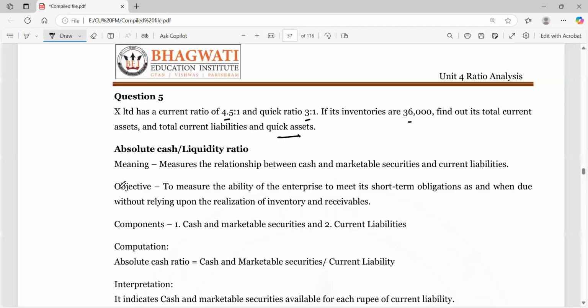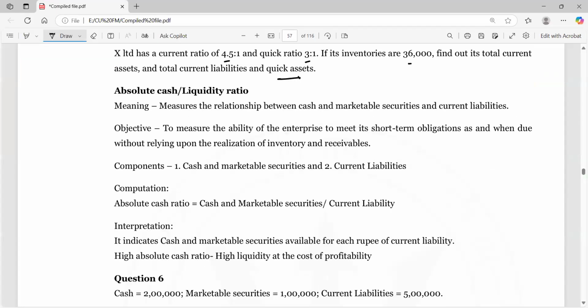So next, absolute cash or liquidity ratio. Listen, while calculating current ratio, we were using current asset for paying current liabilities. In quick ratio, we subtracted inventories. While calculating absolute cash or liquidity ratio, we are just going to take cash and cash equivalents, that is cash and marketable securities, and compare it with the current liabilities, which means we are going to ignore accounts receivable also.